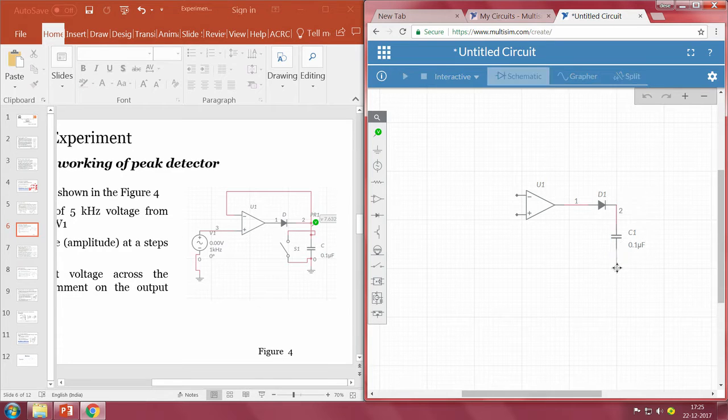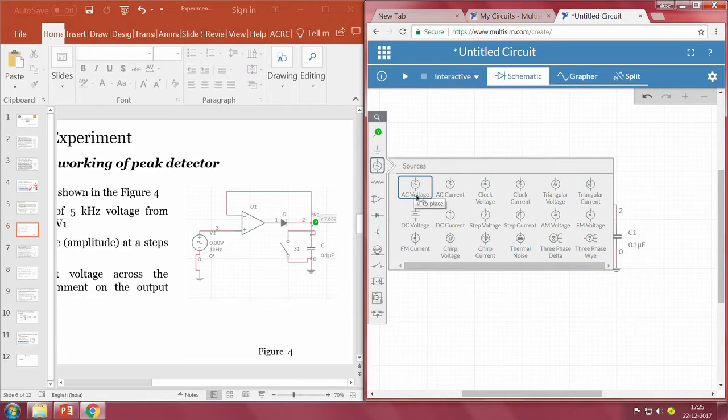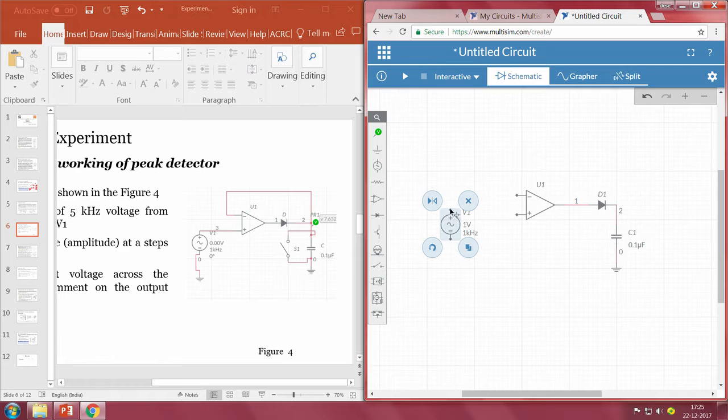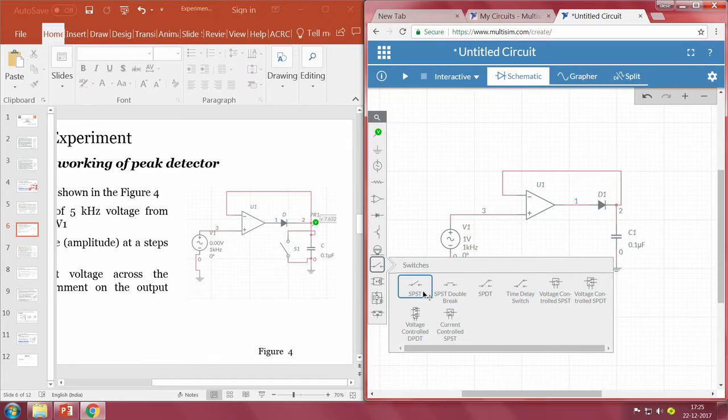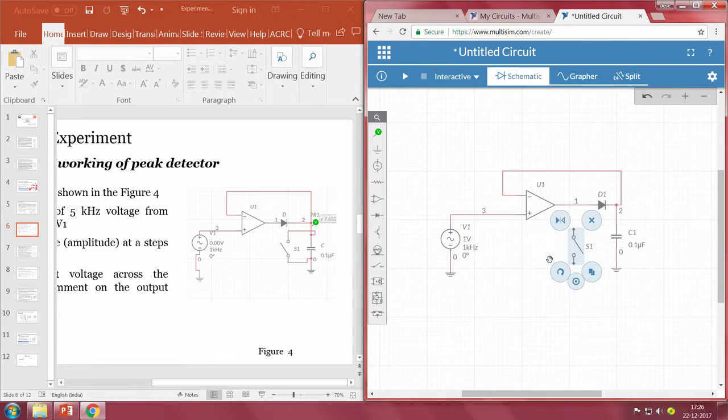This is ground. You connect the signal, and then connect the inverting input to the output. Now, do not forget, guys, to ground the power supply or the output, otherwise you will not be able to see the output voltage whatever we are trying to observe. Now, you are selecting a switch, and he has to connect the switch across the capacitor. As you can see, he is connecting it, you just have to drag it and drop it.